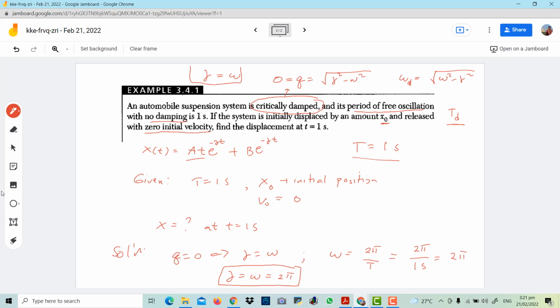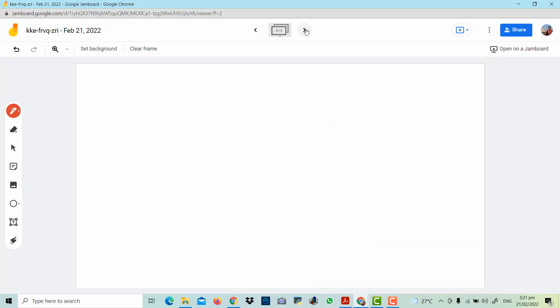I already solved the damping factor gamma, which is just equal to omega, and omega can be solved using the period because the period is given without damping. Okay? Period is given without damping, and it is equal to 1 second. So therefore, omega is 2 pi. So therefore, gamma is also 2 pi. The unit is per second. Take note, the unit of gamma and omega is the same. Okay? So that's my gamma. So I got gamma.